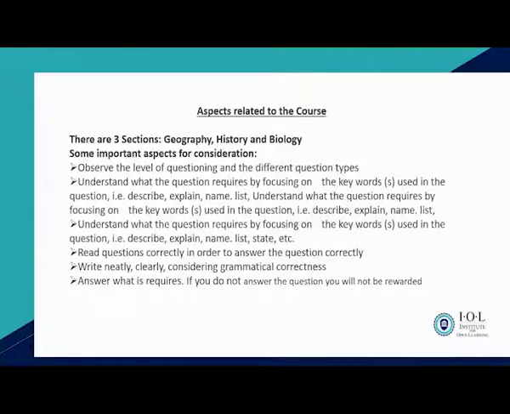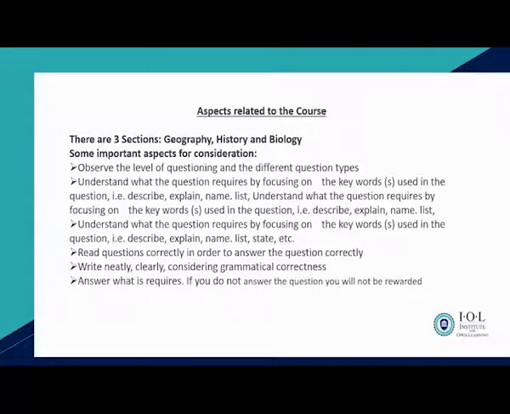Understand what the question requires by focusing on the keywords used in the question, as I've just explained. Read questions correctly. If you read the question correctly, you will be able to answer the question correctly. If you read the question wrongly, you will answer the question wrongly.